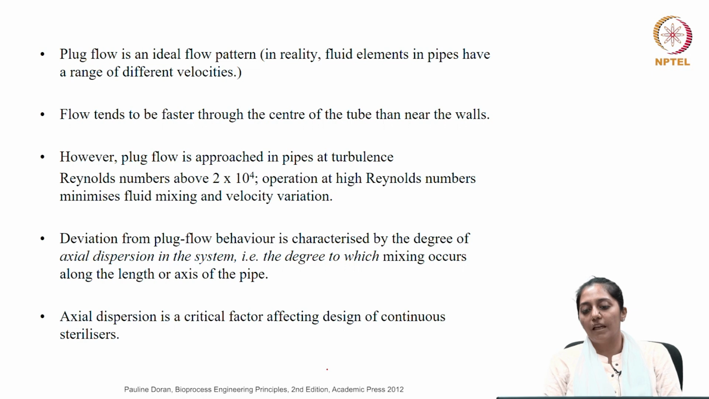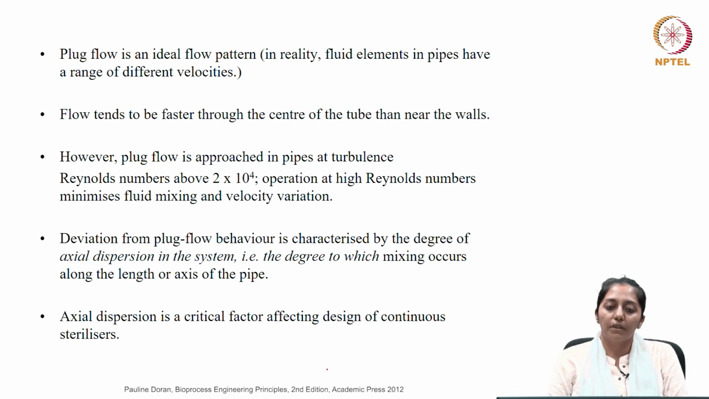In reality, the fluid elements in a pipe have a range of different velocities. Now flow tends to be faster through the center of the tube than near the walls. However, plug flow is approached in pipes at turbulence. Now Reynolds numbers above 2 × 10^4, operation at such high Reynolds numbers can minimize fluid mixing and the velocity variations. So deviation from plug flow behavior is to be characterized by the degree of axial dispersion in the system.